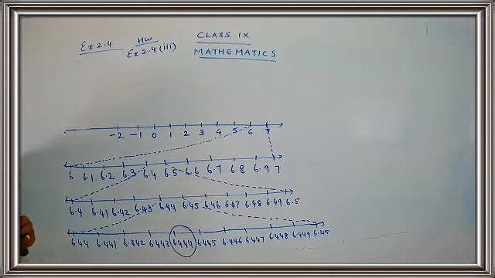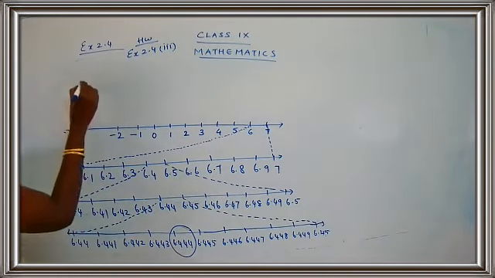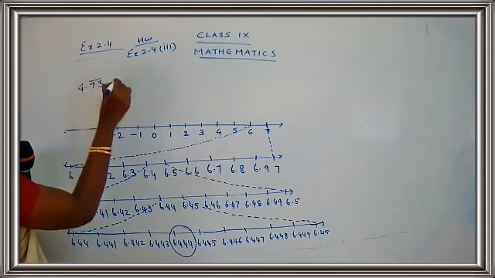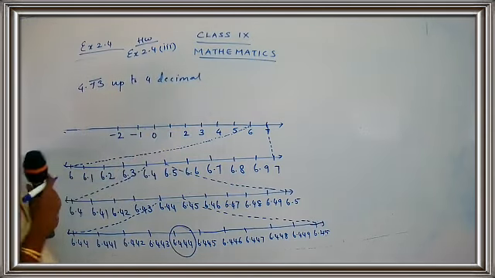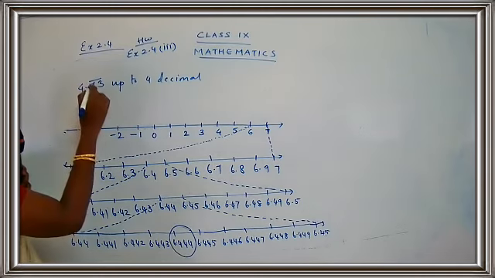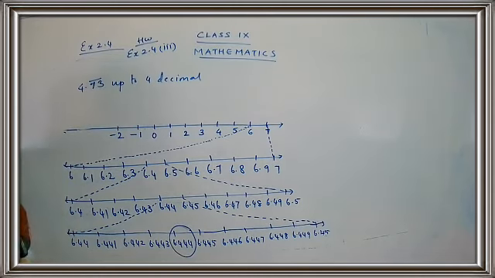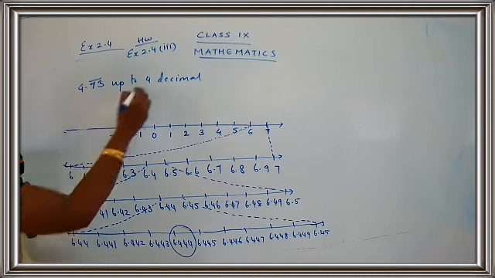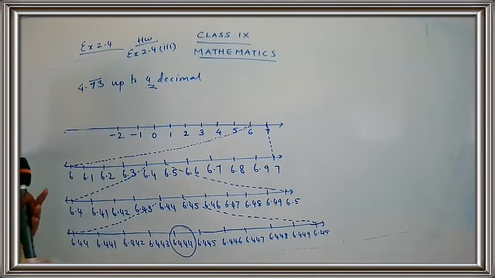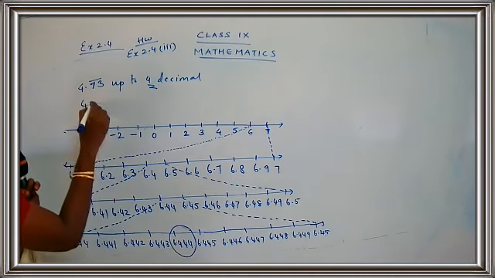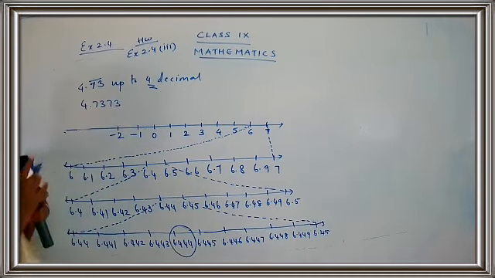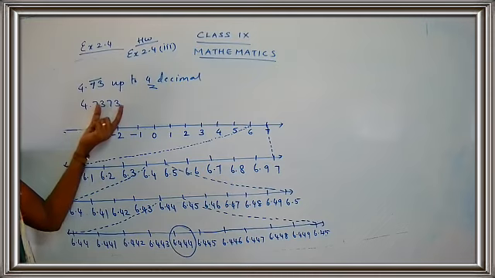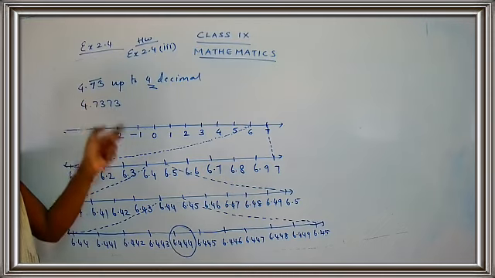Very simple thing. What is the question given to you? 4.73 bar up to 4 decimal places. Very simple. You know what is the meaning of 73 bar? Which number is going to repeat again and again? 73. But you have to write it down up to 4 places. So 4.7373. 1, 2, 3, 4. So here you have 4 places of the decimal point.